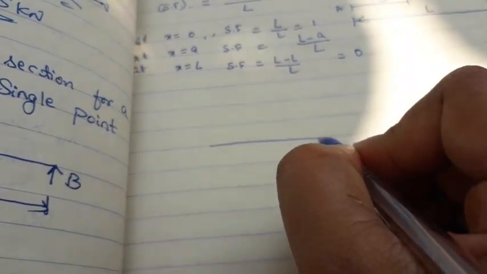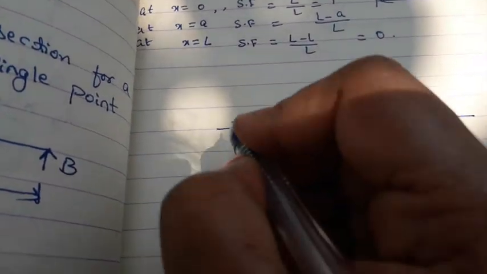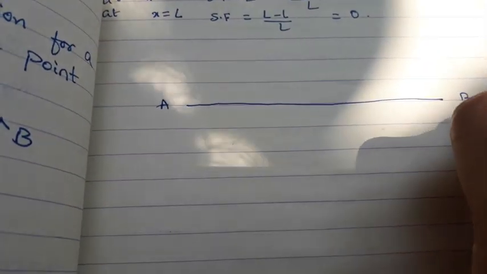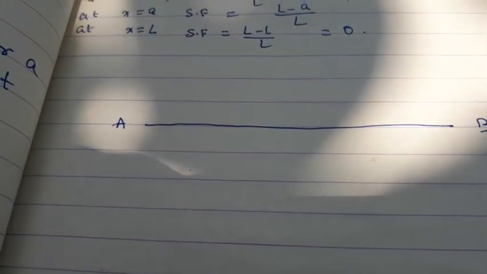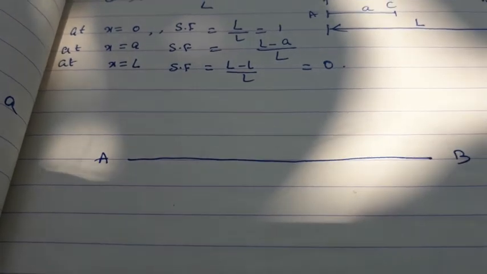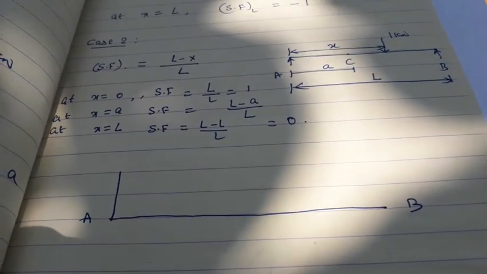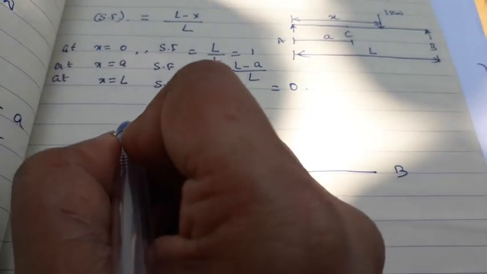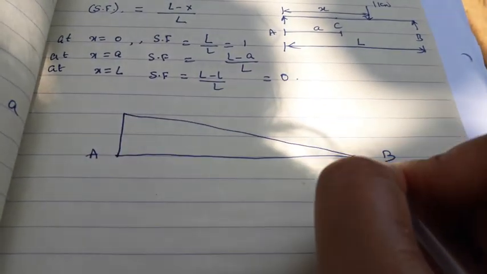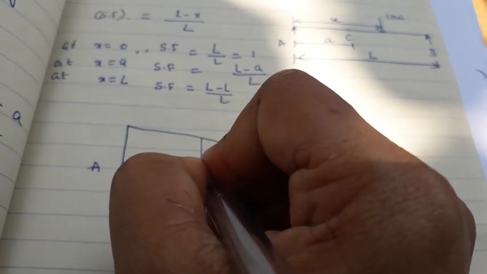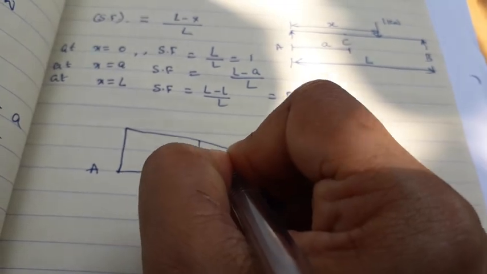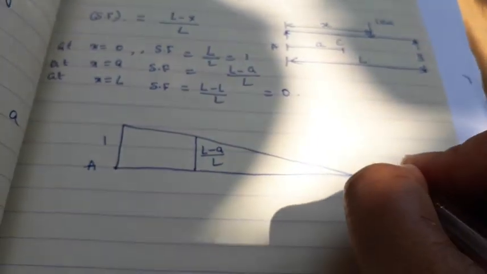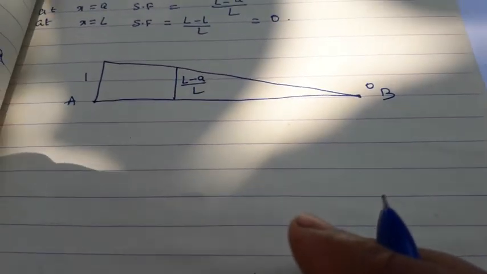Since we have negative and positive, let us make this a neutral line AB. At x is equal to 0, we have 1. At x is equal to a, we have (L minus a) by L. So this is like this, which is positive. This is (L minus a) by L. This is 1, this is 0. These are the positive values.